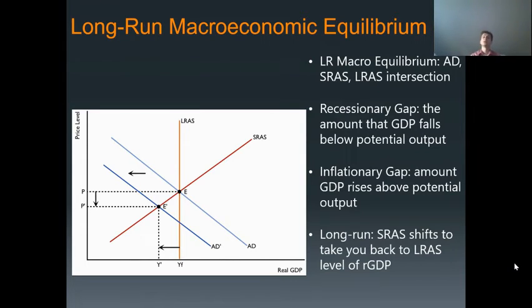This is known as a recessionary gap, which makes sense if you think about what this means. We have an increase in unemployment and a decrease in aggregate output. That is, by definition, our recession. So our GDP falls below our potential. That's the basic idea of a recession.